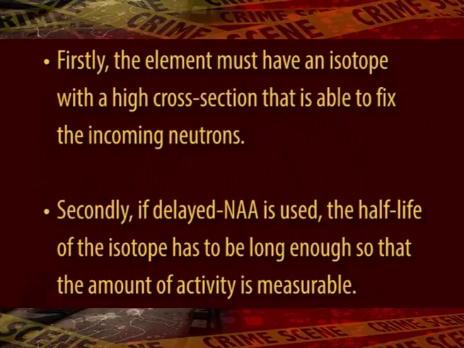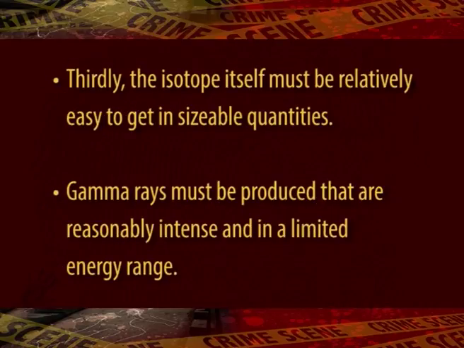Theoretically, every element can be neutron activated, yet some conditions are required. Firstly, the element must have an isotope with a high cross section that is able to capture the incoming neutrons. Secondly, if delayed neutron activation analysis is used, the half-life of the isotope has to be long enough so that the amount of activity is measurable. Third, the isotope itself must be relatively easy to get in sizable quantities. And lastly, gamma rays must be produced that are reasonably intense and in a limited energy range.